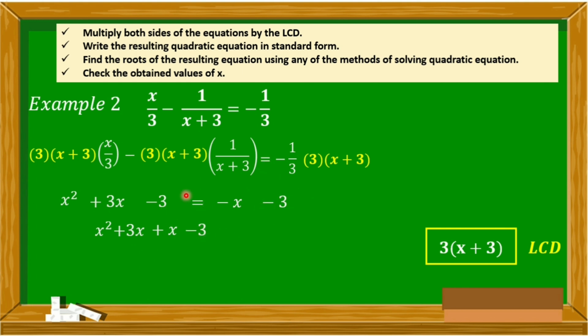Then, ito, ilipat lang natin. I-transpose natin magiging positive 3. Then, equal to 0. Then, sunod, combine the similar terms. Bring down yung x squared. 3x plus x is equals to 4x.